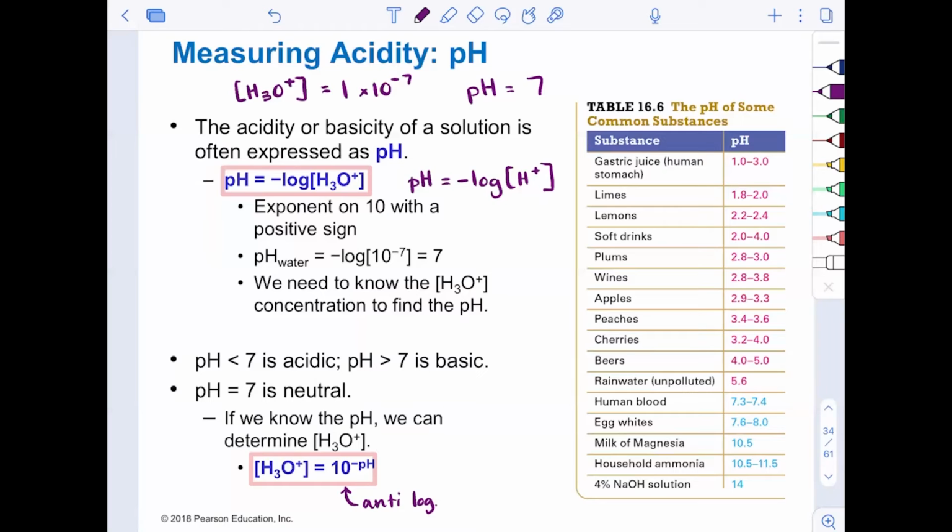All right. So looking over here at table 16.6, some common things that we see. Lemons have a pH range of 2.2 to 2.4 versus something like, let's just take beers, 4 to 5. Now, even though that change in pH only looks pretty small, about 2 to 3 units, remember it's a log base 10 scale. So it's really times 10 to the 3 units. So about 1,000 times more acidic as lemons versus beer.